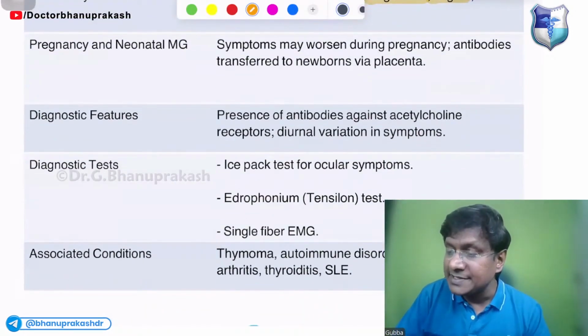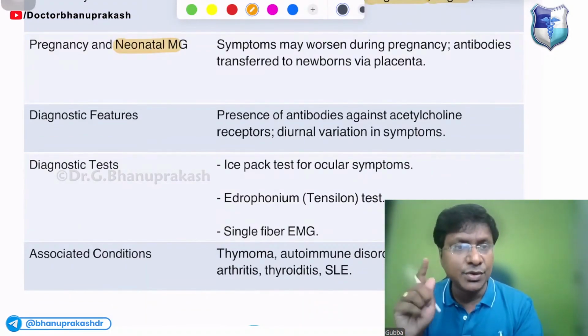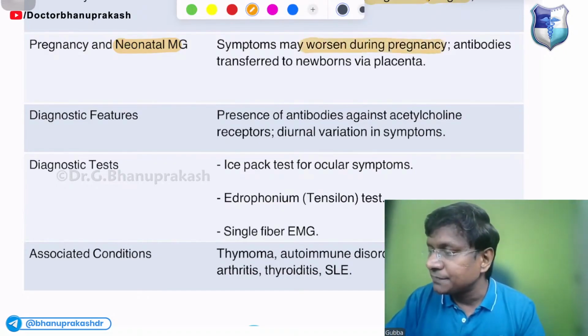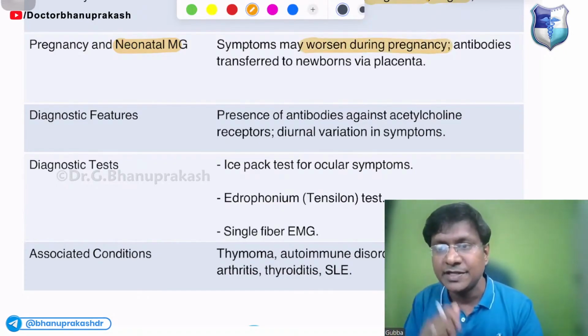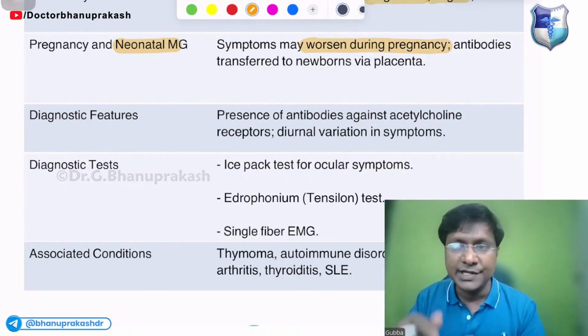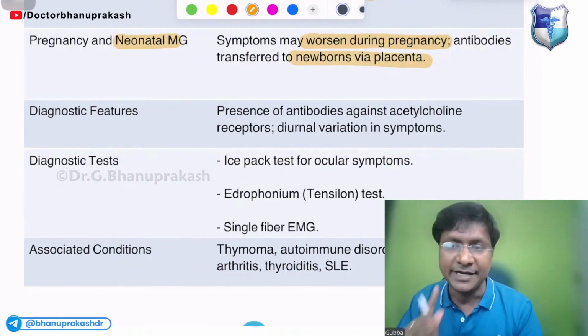Now, take pregnancy as well as neonatal myasthenia gravis. What happens to the clinical features of myasthenia gravis during pregnancy? Please remember, the clinical features of myasthenia gravis worsen during pregnancy. And what will happen to the fetus? The antibodies are transferred to the newborn via the placenta during pregnancy.